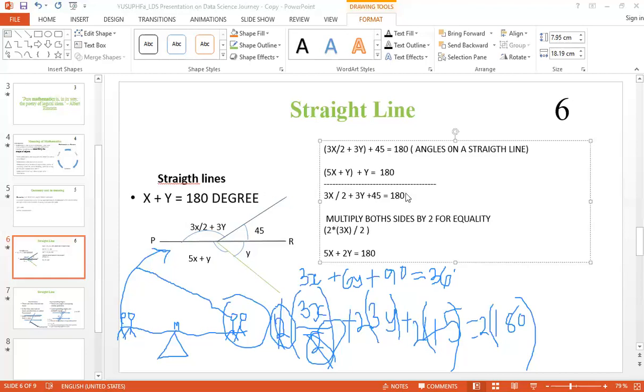So in that case now, let's come back to this place. That means we're now going to have 3x plus 6y plus 90 is equals to what? 360 degree. Okay?